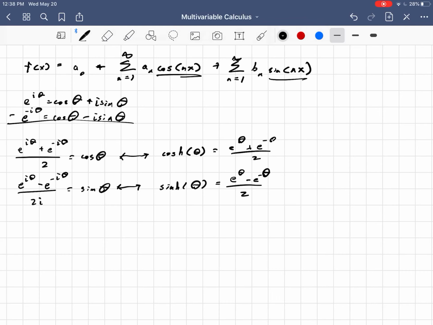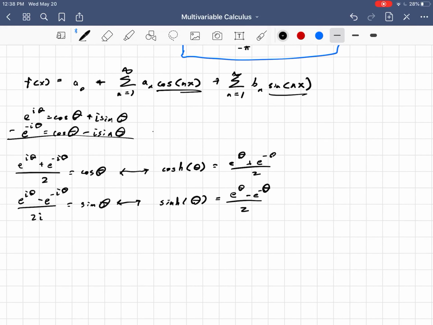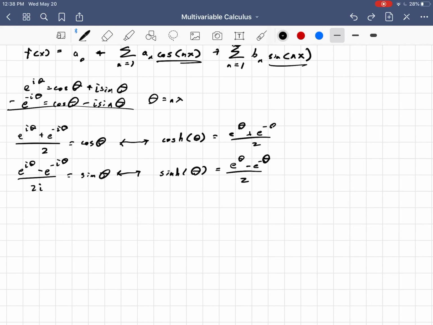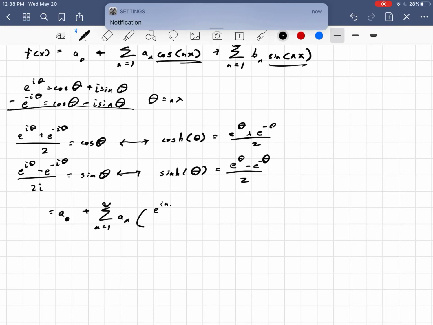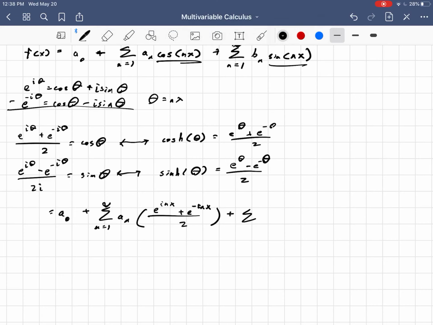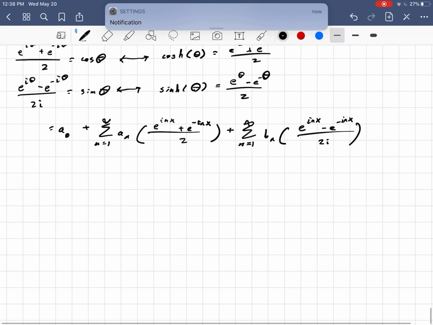Okay, now back to the Fourier series. Here we would have theta being equal to nx, because our angle here is nx. So we're going to replace cosine and sine with their complex definitions. We get a naught plus sigma n equals 1 to infinity of a n times e to the i n x plus e to the negative i n x all over 2, plus sigma n equals 1 to infinity of b n times e to the i n x minus e to the minus i n x over 2i.